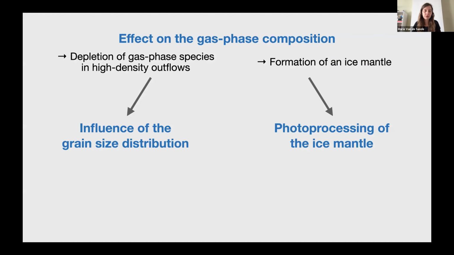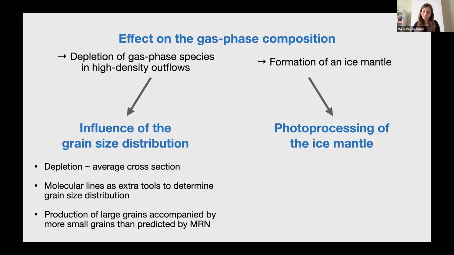So let's go back to our overview slides. We found that the grain size distribution does influence the level of depletion. It depends on the average cross-section of your grain size distribution. We can use molecular lines as extra tools to determine the grain size distribution, which is useful for AGB outflows and also for the ISM. And from the literature, we found that the production of large grains is apparently accompanied by more small grains than predicted. So let's now turn our attention to the ice issue.